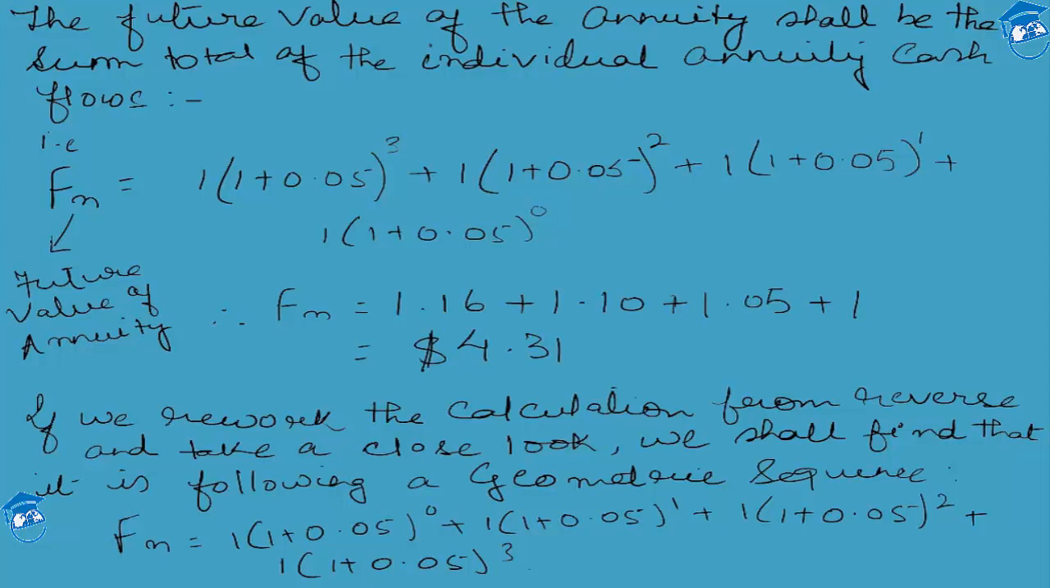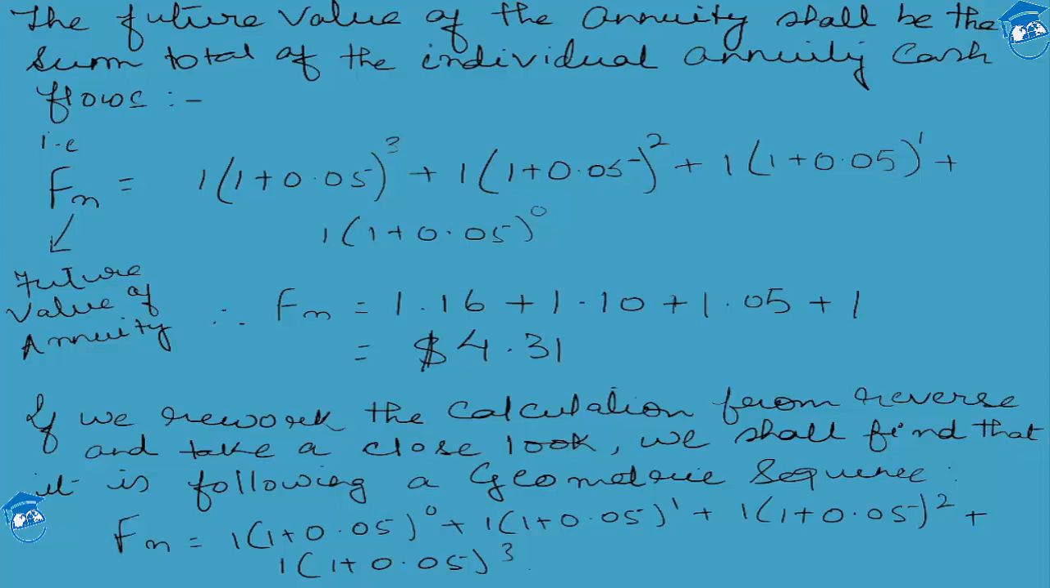by taking it backwards. If we take it backwards, we will find that we can start it off from the fourth year by making it the first year. So Fn will be 1, starting from the last year, 1 multiplied by (1 plus 0.05) to the power of 0, plus 1 multiplied by (1 plus 0.05) to the power of 1, plus 1 multiplied by (1 plus 0.05) to the power of 2, plus 1 multiplied by (1 plus 0.05) to the power of 3.